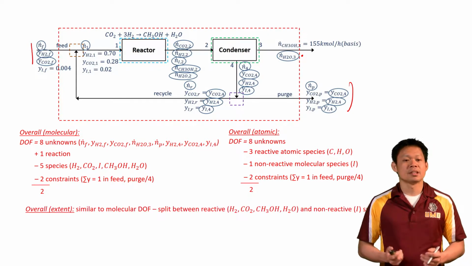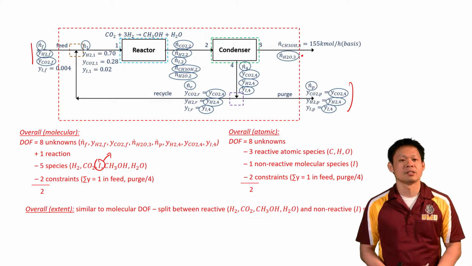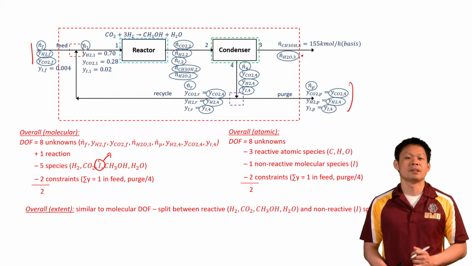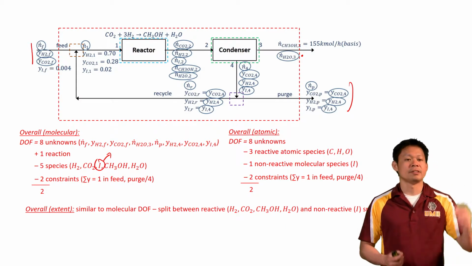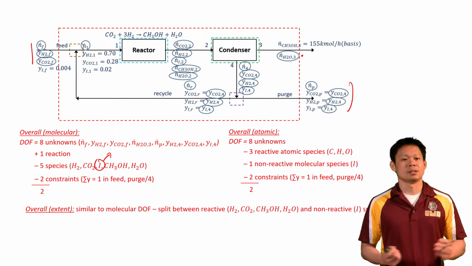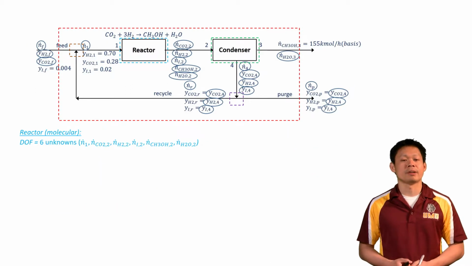I'm not going to go over the extent of reaction degree of freedom, because in that case, all we are doing is splitting out the inert as a non-reactive. So we have 4 reactive molecular species, 1 non-reactive molecular species. Everything else will look identical to the molecular species method of degree of freedom. All right, so that's our overall. Let's move on to our next system, which is our reactor.